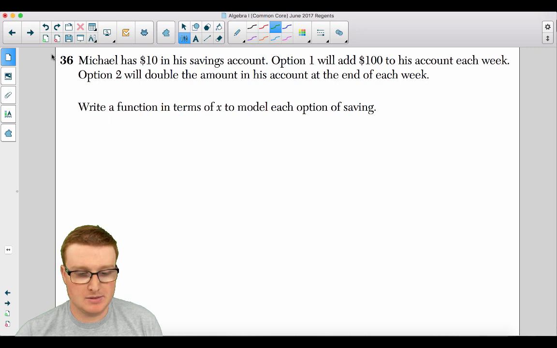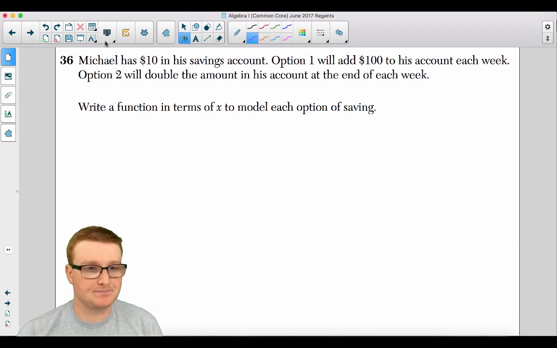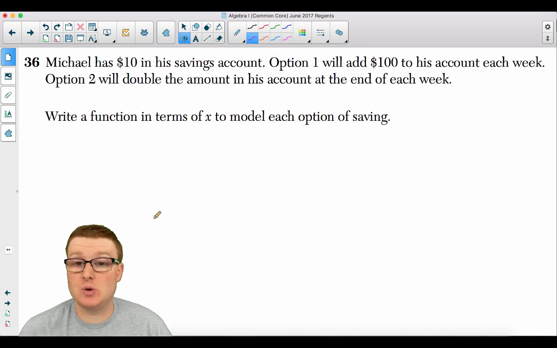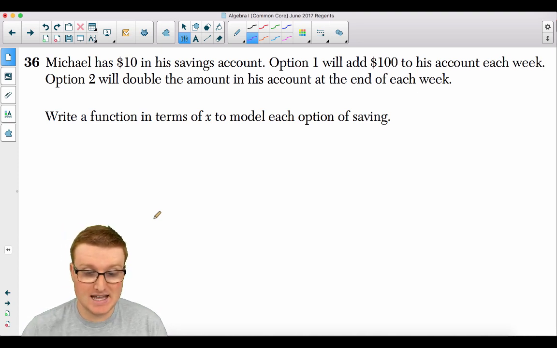Okay, moving on to number 36. Almost done with this exam. Almost done. We're almost there. Michael has $10 in a savings account. Option 1 says that it will add $100 to his account each week. Option 2 will double the amount of his account at the end of each week. Write a function in terms of x to model each option of saving.